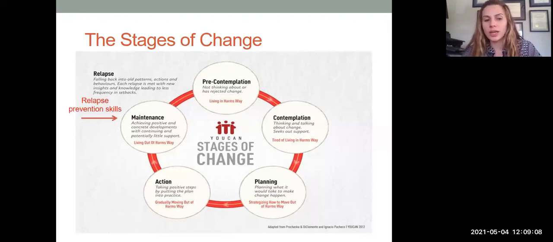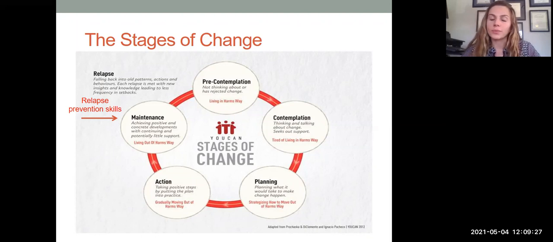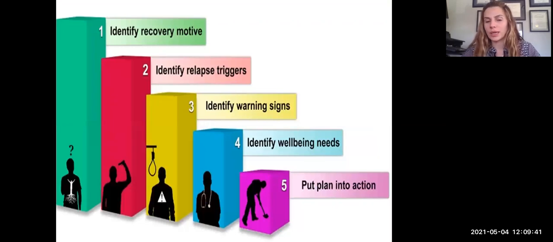So where does relapse prevention actually fit in? We really want to start using these techniques as people are moving into action and then really hitting them home once they're in maintenance. These techniques are not going to be that helpful for people in pre-contemplation or even entering contemplation. We really want to use more of a motivational interviewing, motivational enhancement approach for folks in that area, and then more solution focused when they're in planning. So we really use relapse prevention once they've entered action and are firmly in maintenance.